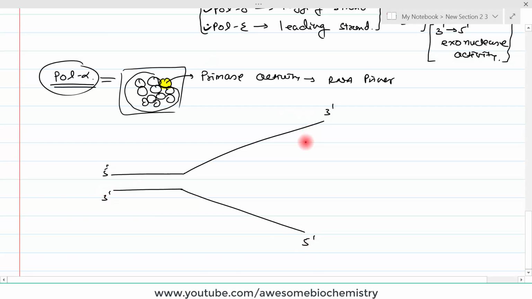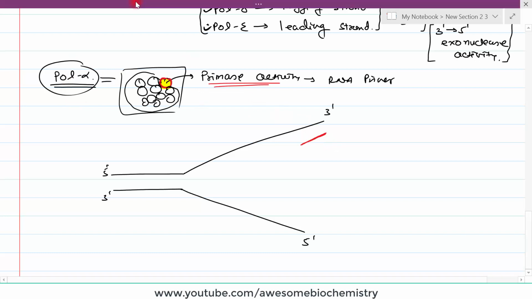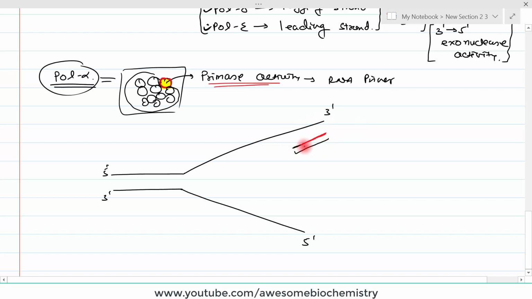So this is the leading strand. First the RNA primer is there. Now this RNA primer is synthesized by this primase activity, one subunit of polymerase alpha. But this Pol alpha didn't stop over there. It also synthesizes a small piece of DNA along with this, so this much portion. So this pure RNA primer plus small DNA sequence is synthesized by this polymerase alpha.